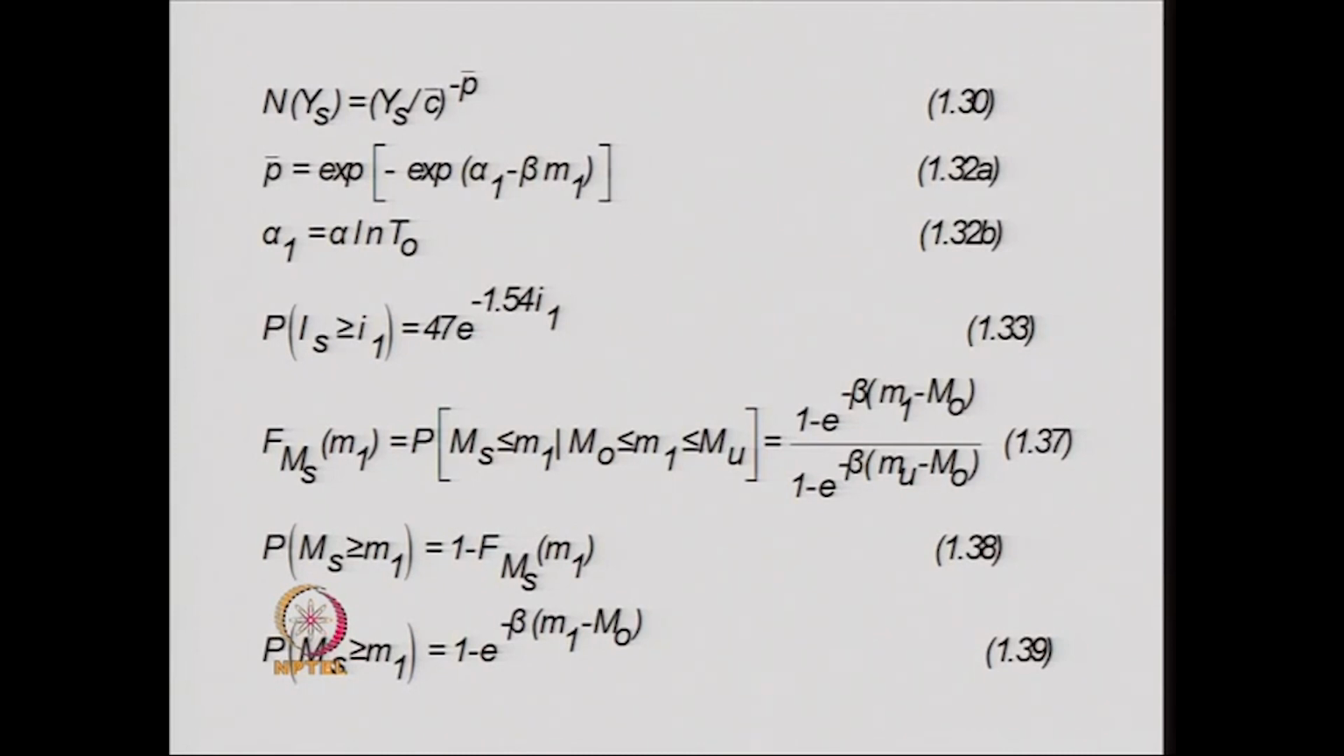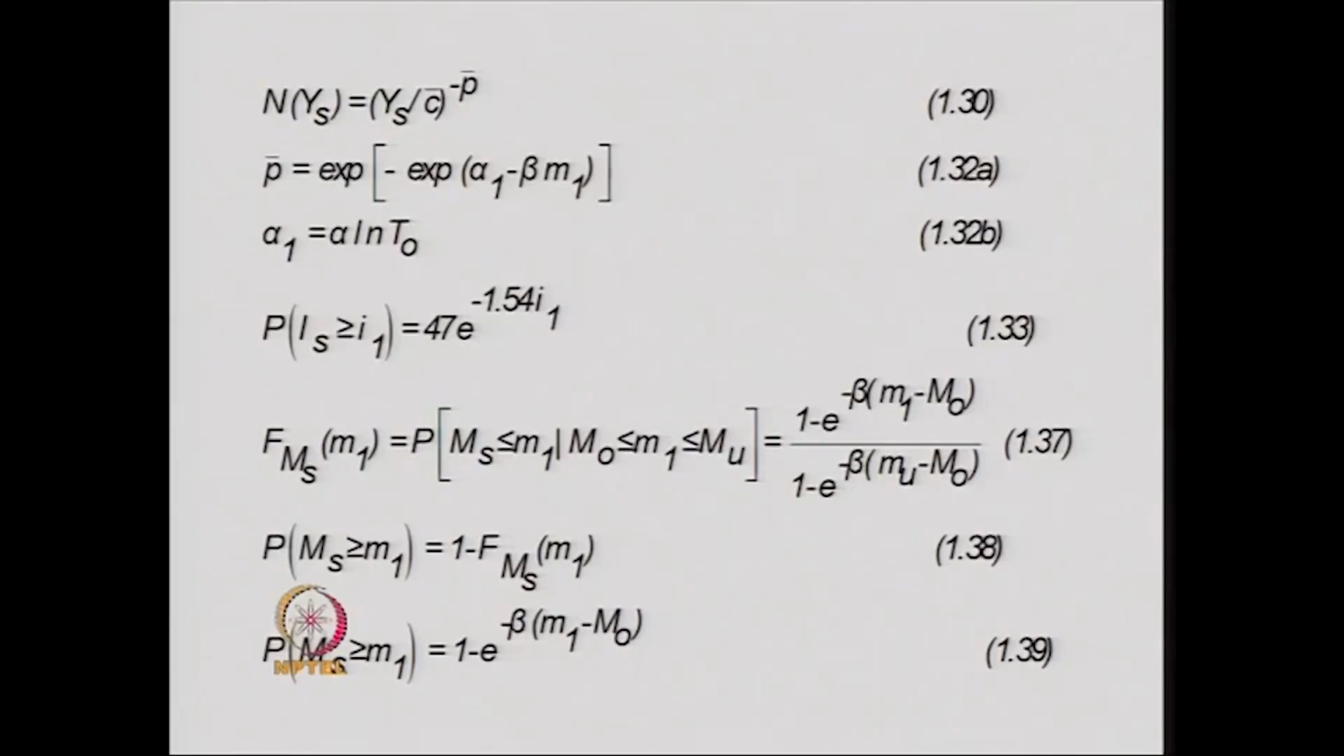Then what is the annual rate of occurrence of an event specified by the exceedance of a certain level of peak ground acceleration? That number is given by this equation, ys divided by c bar to the power minus p bar. Here c bar and p bar are constants, and these constants are obtained from the regional data, and ys here is a level of the peak ground acceleration.